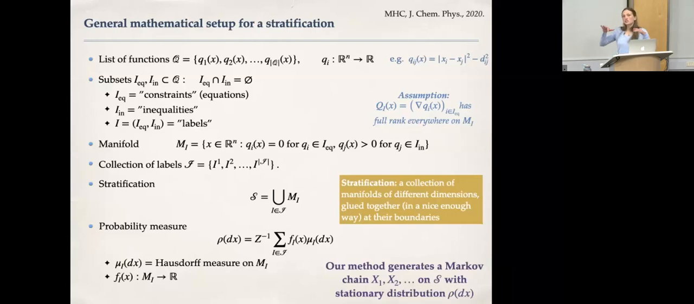Okay, so the stratification is a geometrical object, and on top of that, I'm going to put a probability measure. I construct the probability measure by starting with the surface measure, mu i, of each of these manifolds. Each manifold has a natural way of measuring surface area on it. And I might want to weight those surface measures by something, it might be some Boltzmann factor or something. So my probability measure is a weighted sum of all these different surface measures. This is the thing that I would like to generate samples from, this probability measure. What I'll show you is a method to generate a Markov chain whose stationary distribution is this measure.